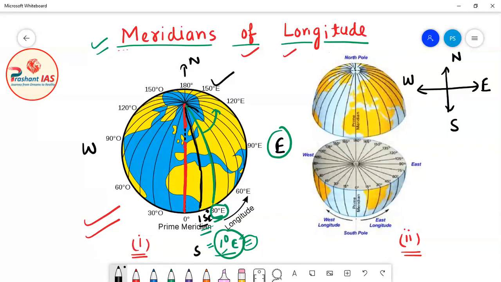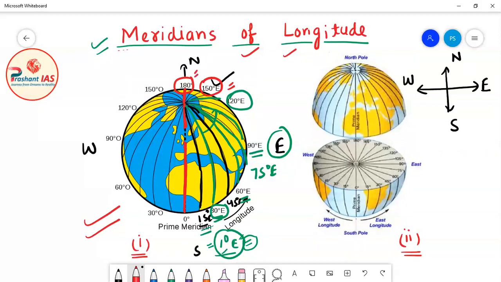Then this black semicircle which I am highlighting, this is 45 degree east. After this, I am highlighting this semicircle in the green color, this is 60 degree east. After 60 degree, this is 75 degree east meridian of longitude. Then friends, this is 90 degree east meridian of longitude. Then you can see that this is 120 degree east, then 150 degree east. And finally when you draw the longitude like this, you will encounter 180 degree east meridian of longitude.